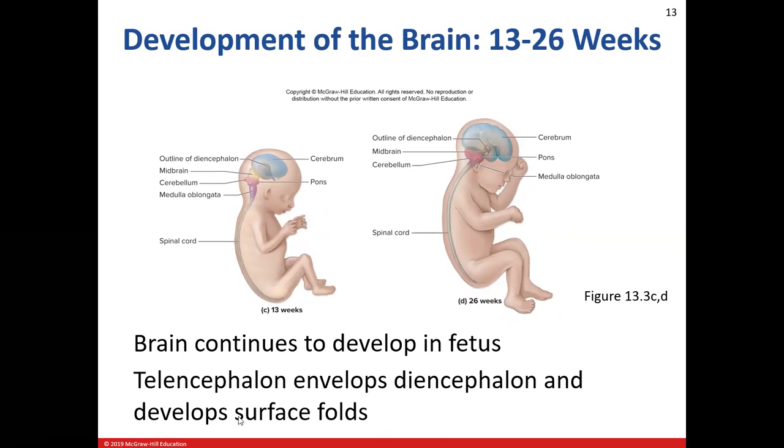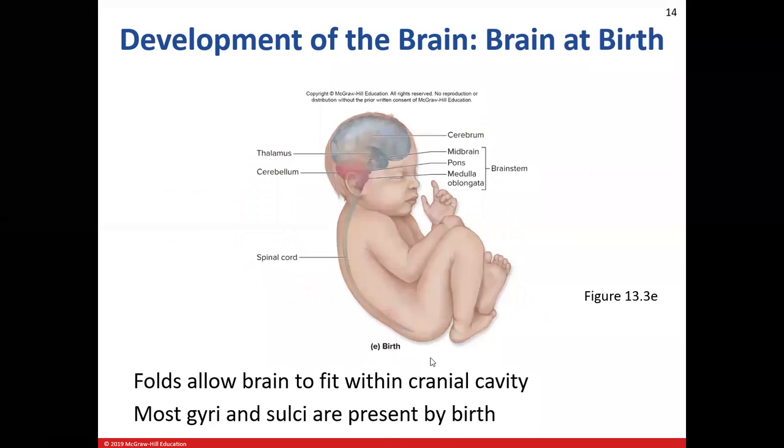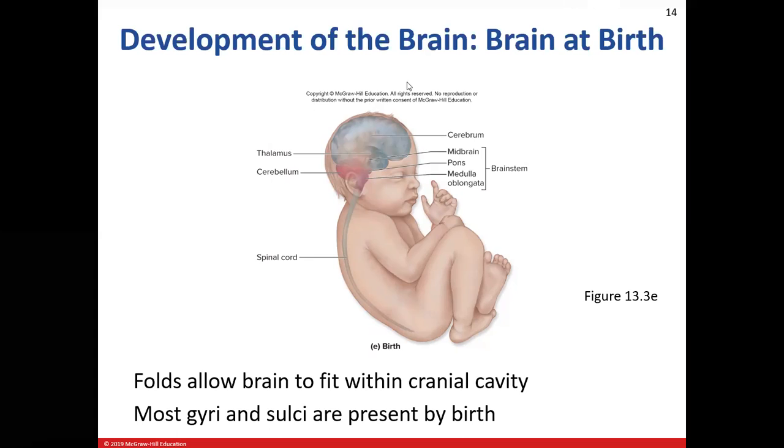The brain then continues to develop in the fetus. You'll notice that the telencephalon envelopes the diencephalon and starts to develop these surface folds. And so we notice that at around 26 weeks here, we really are starting to get towards the end of the third trimester. And you'll start to see that we're getting these folds and these convolutions in the brain tissue itself. So as we get into the brain at birth, you'll notice that we now have more convolutions. We have these folds, we have these ridges, but now we essentially have what we know as a regular brain itself.